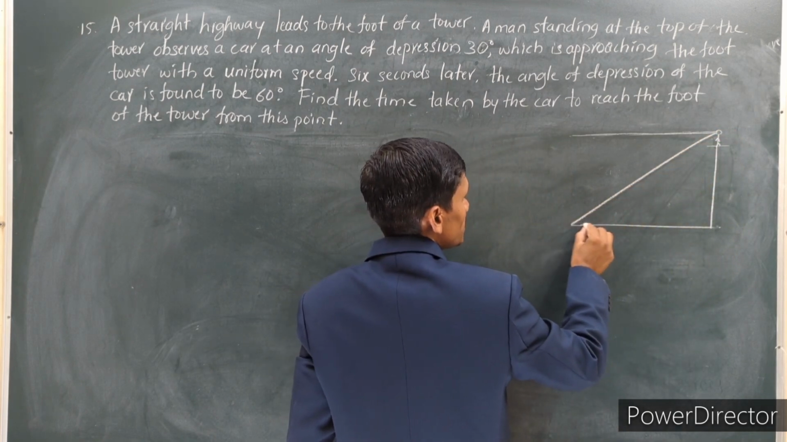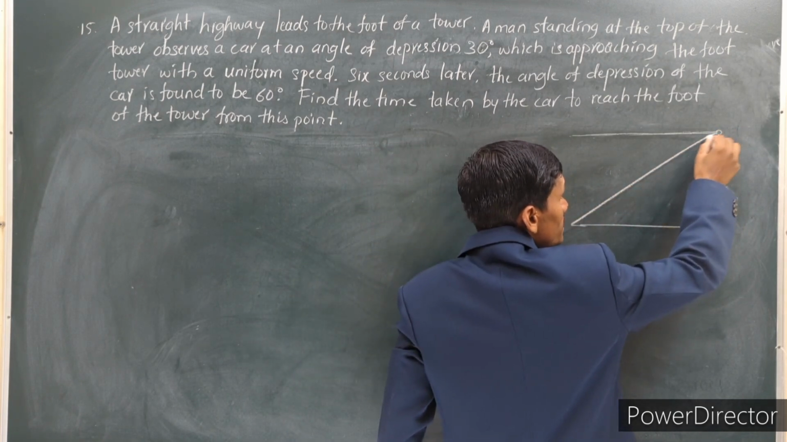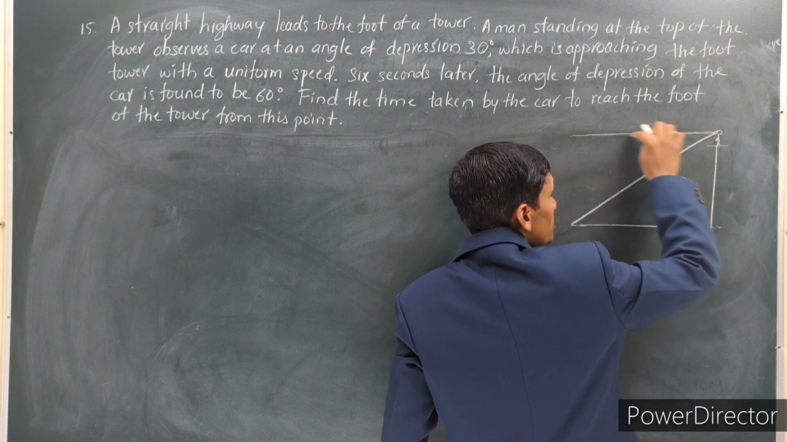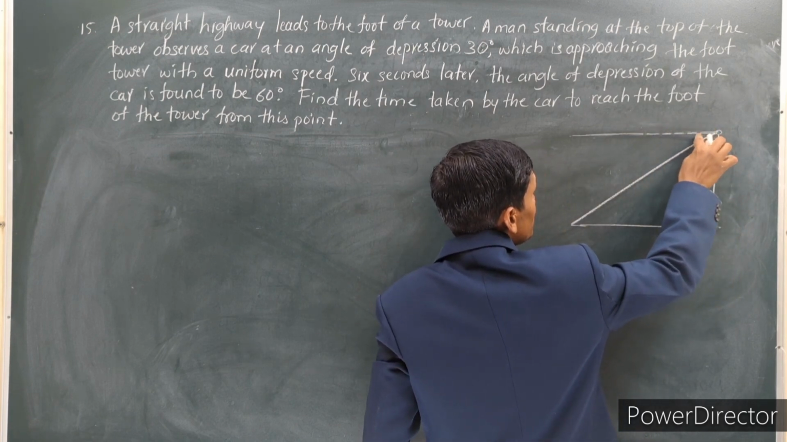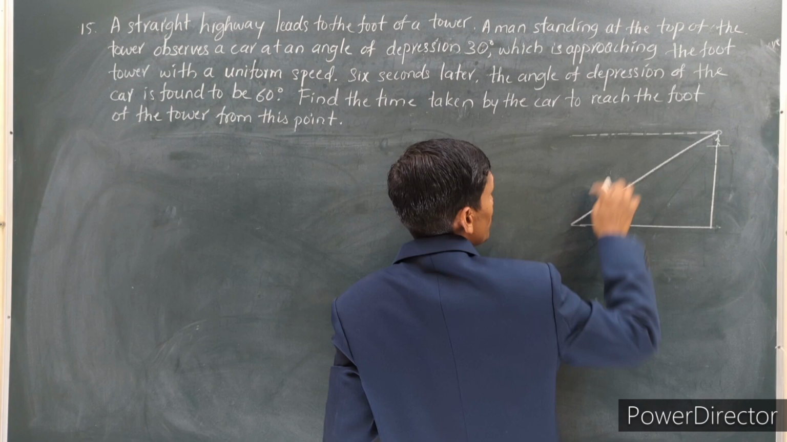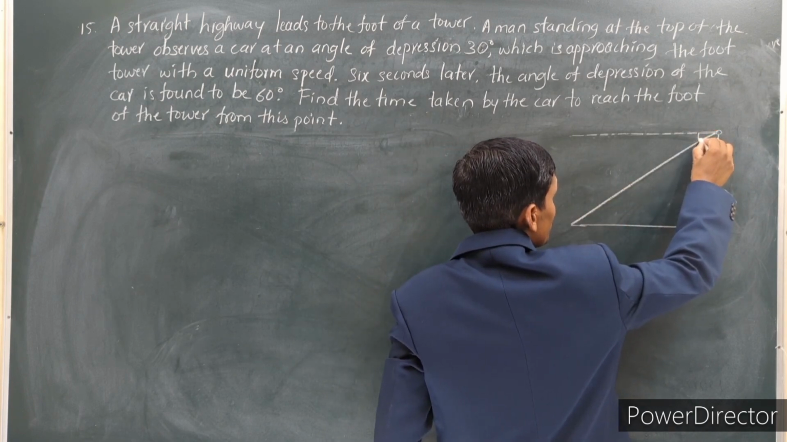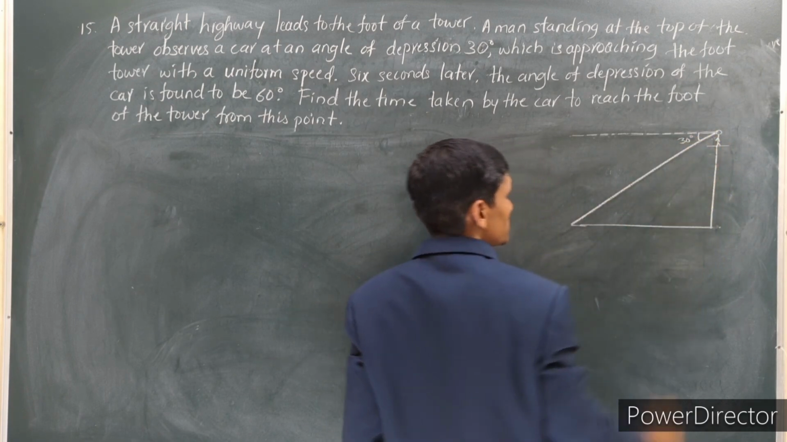This angle of depression you should show. You should not consider this angle with this line. You have to consider it with this horizontal. Okay, this is an imaginary line, what we are imagining, the horizontal. With this it is making an angle of 30 degree, right?